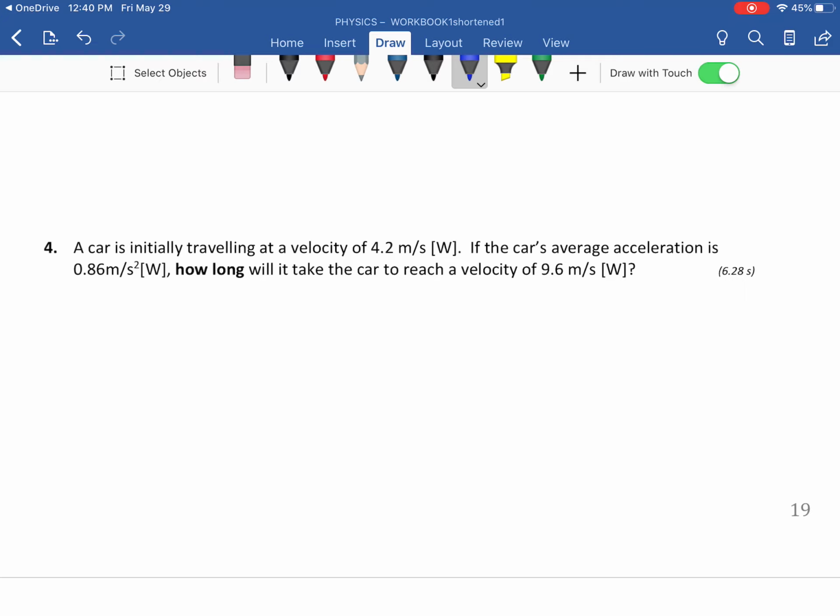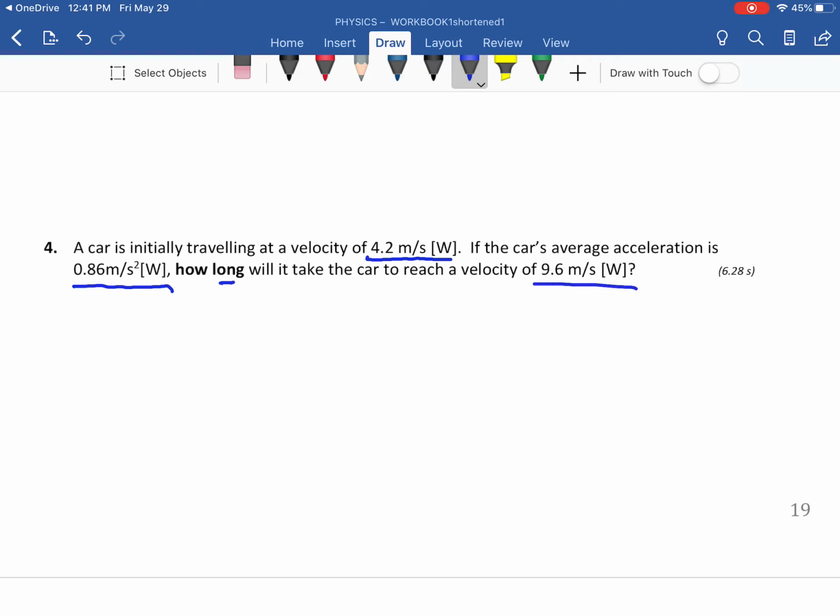A car is initially traveling at a velocity of 4.2 meters per second west. If the car's average acceleration is 0.86 meters per second squared west, how long will it take the car to reach a velocity of 9.6 meters per second west?